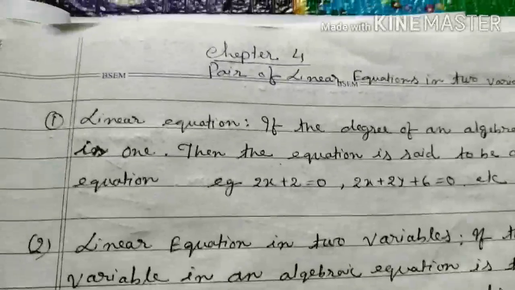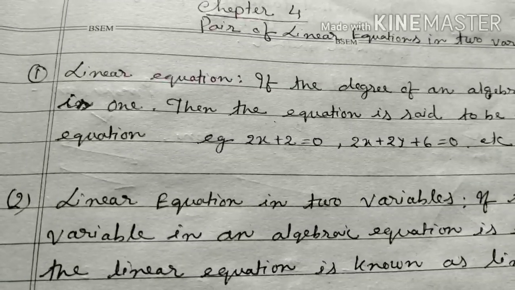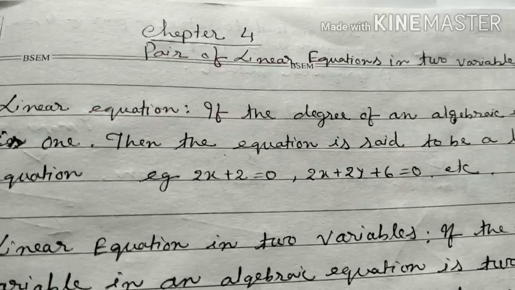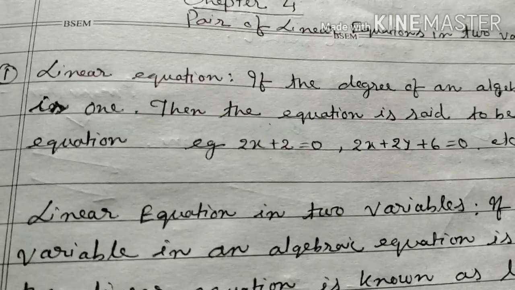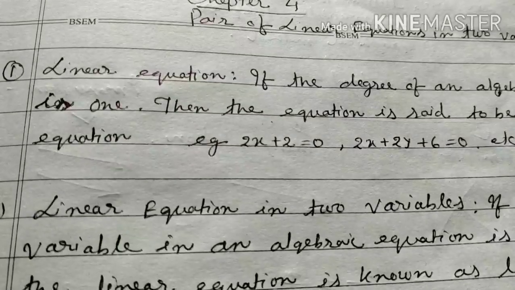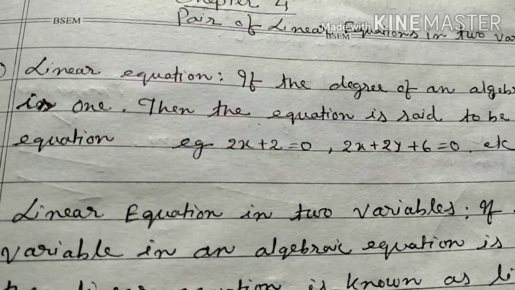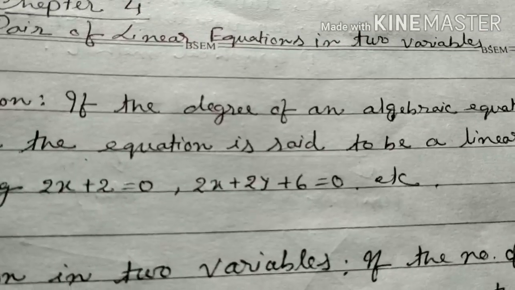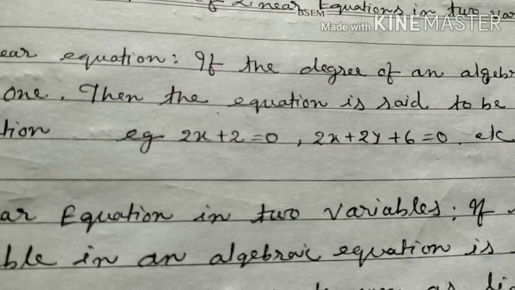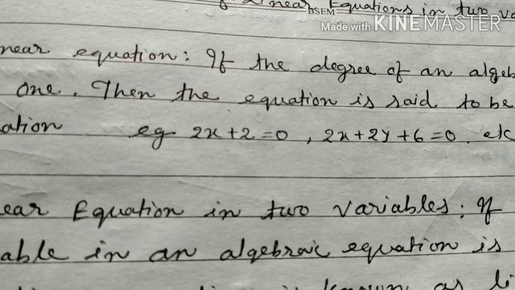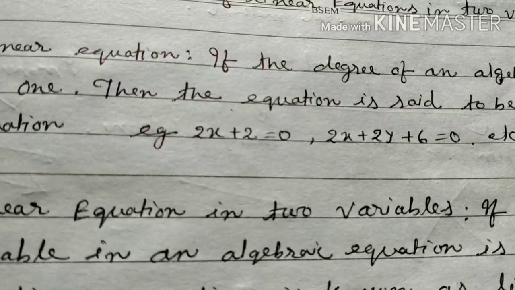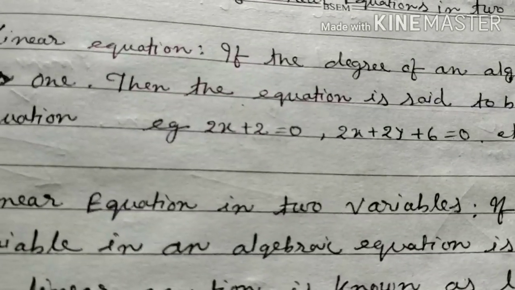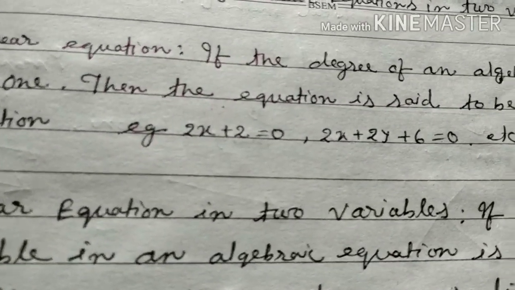So let me begin the definition of linear equation. Linear equation related with this topic. If the degree of an algebraic equation... Algebraic equation, that is called the algebraic expression. The power of the variable being 1, that is called the degree. So a degree 1 equation is said to be the linear equation.